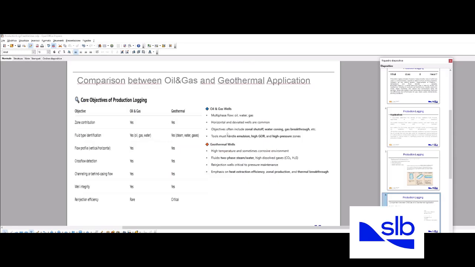The objective often includes zonal shutoff, water coning, and gas breakout. Geothermal wells are different because we can have different fluids. Generally, we have two-phase streams of water and steam, with high dissolved gas like CO2 or sulfurous gas. Reinjection wells are critical, and it is very important to do pressure surveillance. The emphasis is on heat extraction efficiency, and zonal production and thermal breakout are essential for geothermal reservoirs and wells.